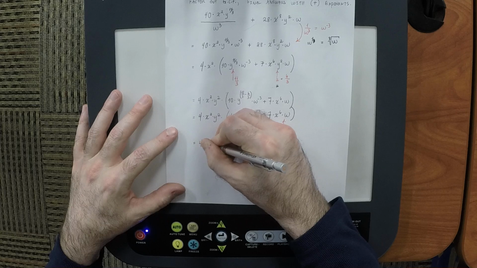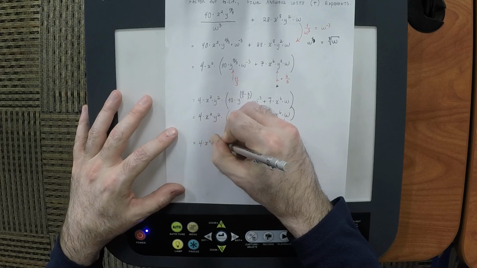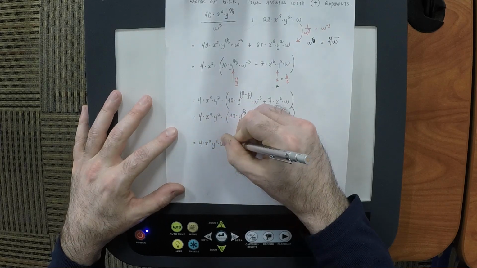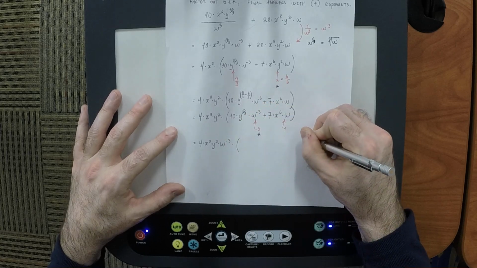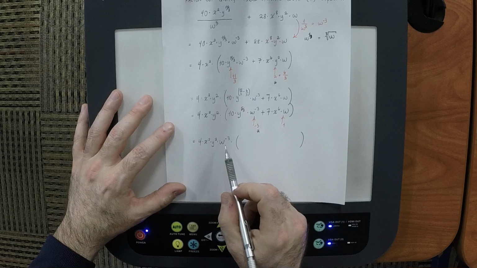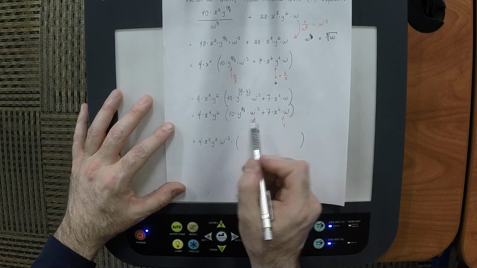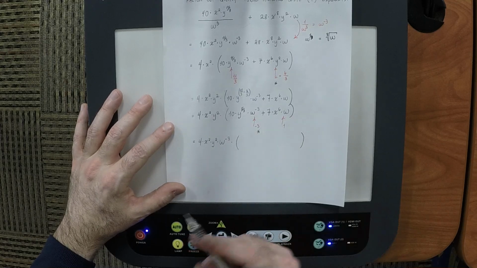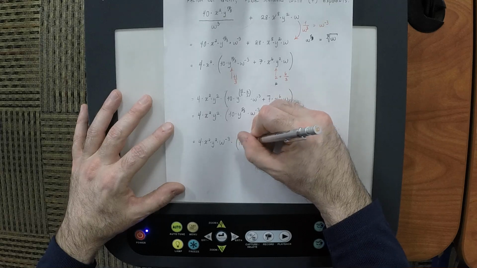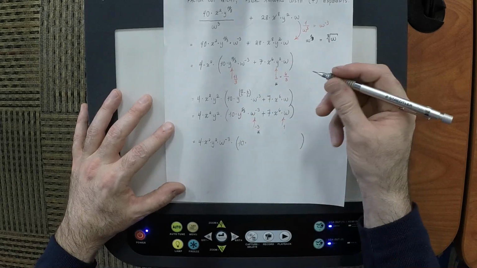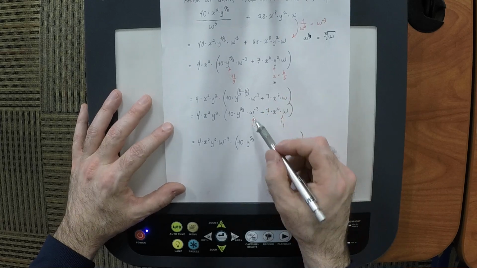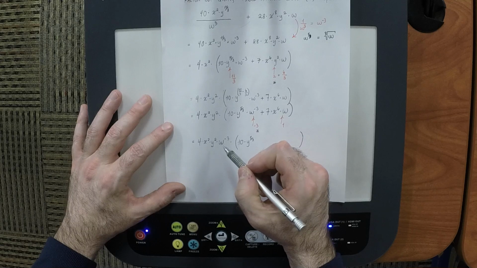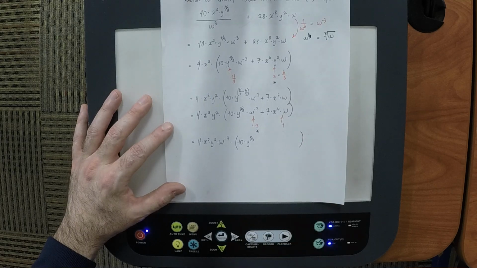So then we'd have 4x squared y squared, and then out comes w to -3. And now we need to figure out what goes in these parentheses. So concerning the first term, we didn't mess with the number at all, so that's just 10. We didn't mess with the y's, so that's also not changed. And then we took out w to -3. So that bit's just gone.